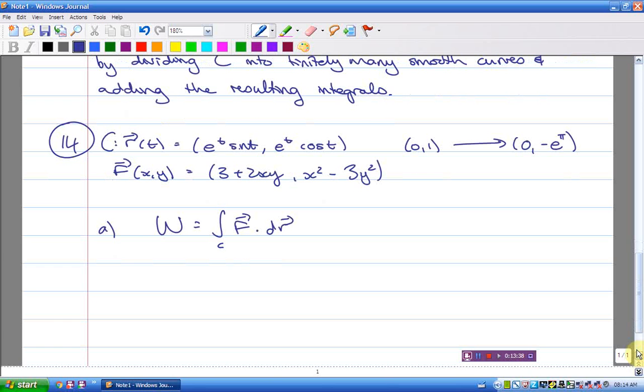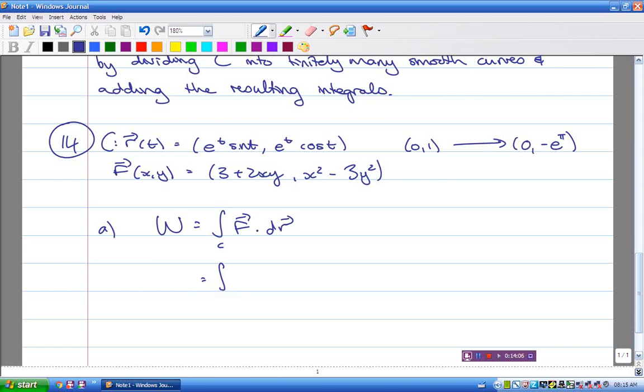Okay, so that's going to be F dotted with R dash, okay? And it's not just going to be F, it's going to be F rewritten so that the X's are replaced with their X parametric expression from the curve, and the Y's are rewritten or replaced with their Y parametric expression. Okay, so let's have a look.